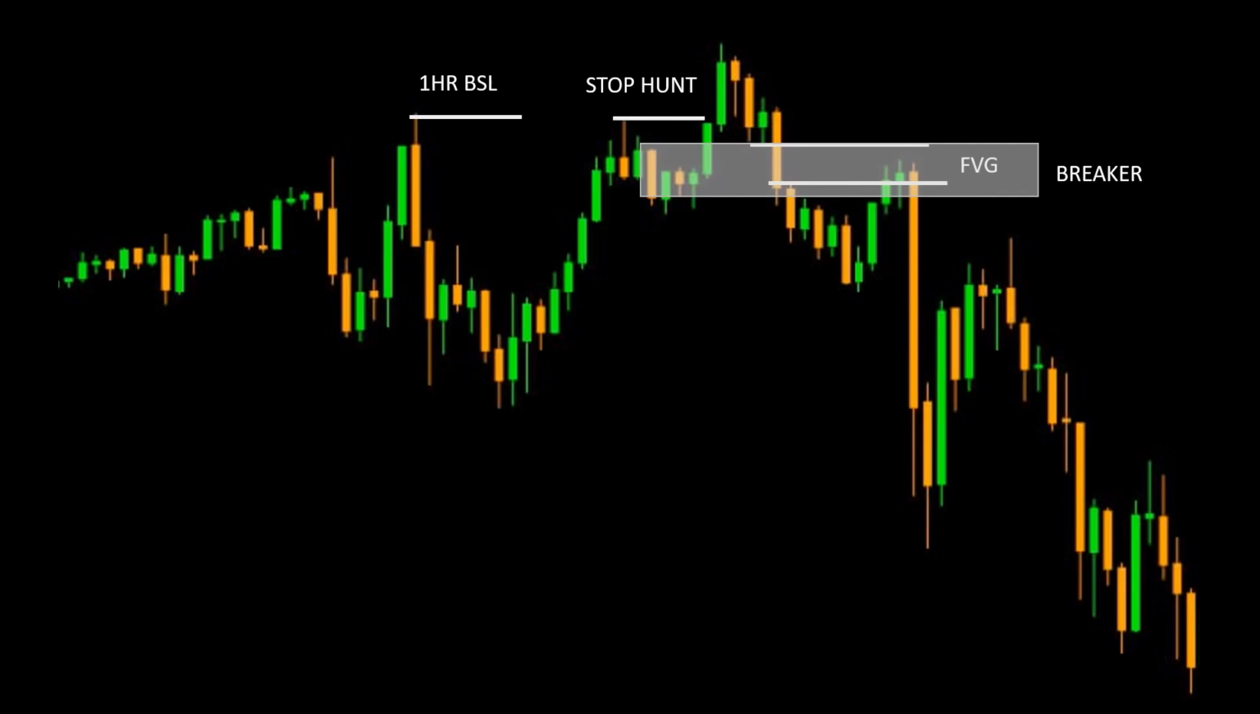That's right, there is a unicorn setup, folks. That is one of the wonderful setups that repeat over and over again. It's there every single week multiple times on many different time frames. This setup alone is a model in itself.